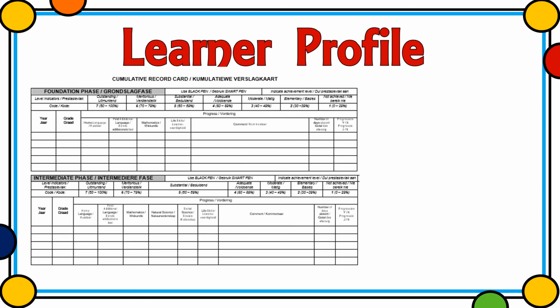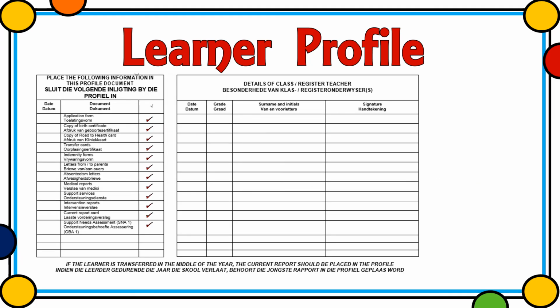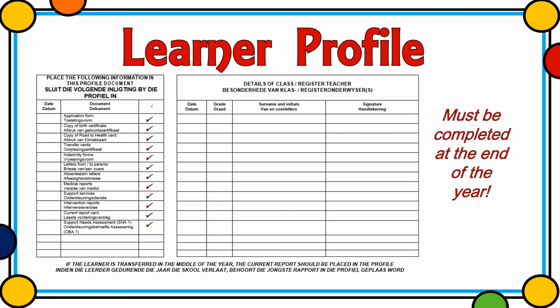The cumulative record card must be completed at the end of a year. This will enable educators to see whether learners already repeated a grade within the phase. Lastly, the details of the class or registered teacher must be filled in annually, and the teacher must also sign the learner profile. This is all the information needed in order to successfully complete a learner profile.